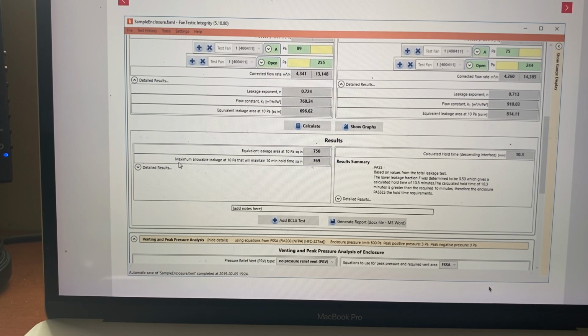We can see below it's listing the maximum allowed leakage at 10 Pascal that'll maintain a 10-minute hold time. So this would be your upper bound of leakage. If it exceeds this number, your hold time would be under 10 minutes and the test would fail.